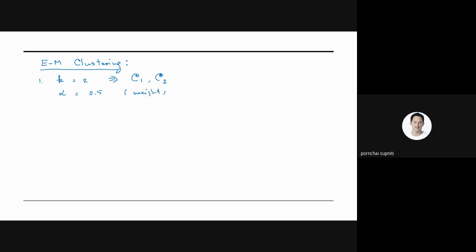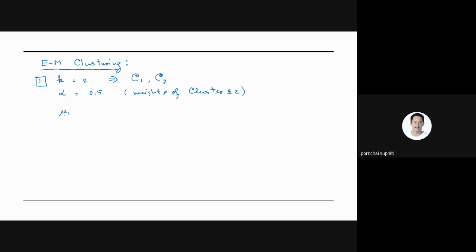This is actually the weight of cluster number 2. From last lecture, we computed based on cluster 2. But today I will show how to compute it. How do you get it at each step? And then for step number 1, which is initialization, we have to set up the mean and the variance.